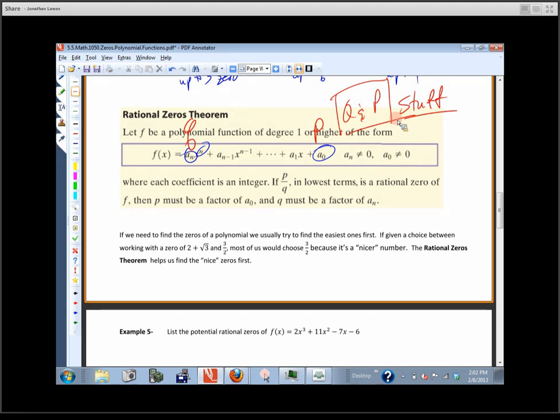Okay, now, the next, we're going to do a bunch of problems and hopefully solidify all of these ideas. So I need your attention just for another minute, and then it'll get a little more interesting. What this theorem does is it says if we're going to find the zeros of a polynomial, we're going to find the easy ones first, the easy numbers first.